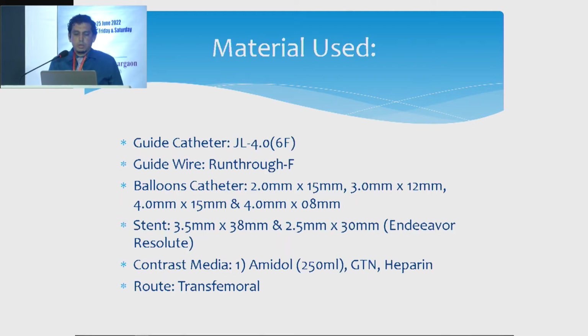So, guide catheter GL4, guide wire run through, and balloon, we use several balloons, 2, 3 and 4 size balloon, and we use 2 stents, one distally 2.5 into 30, and another one is 3.5 into 30. Because the lesion has a significant disparity.